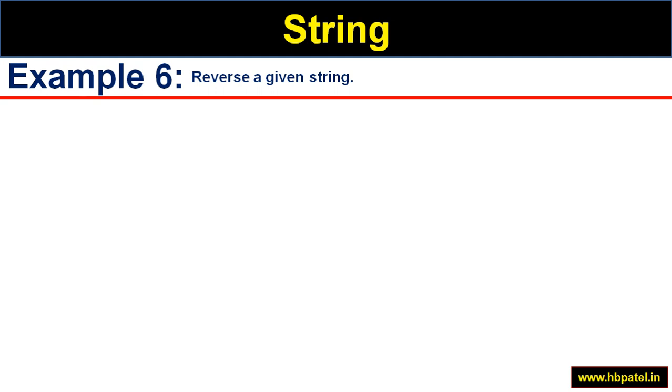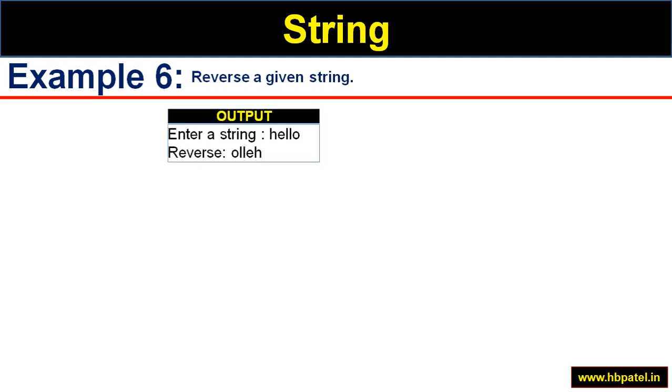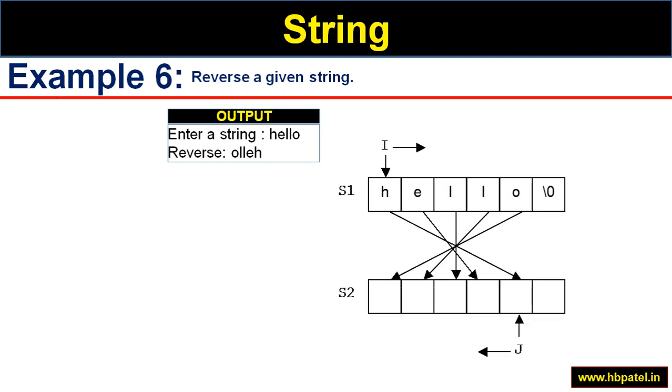And one more example is reversing a string. So for example, hello is given, so the reverse of hello would be olleh. So this is the logic. This is my original string hello, and this s1 holds the original string and s2 holds the reverse string. So in s2 this h will be copied here, this e will be copied here, this l will be copied here, this l will be copied here, and this o will be copied here.